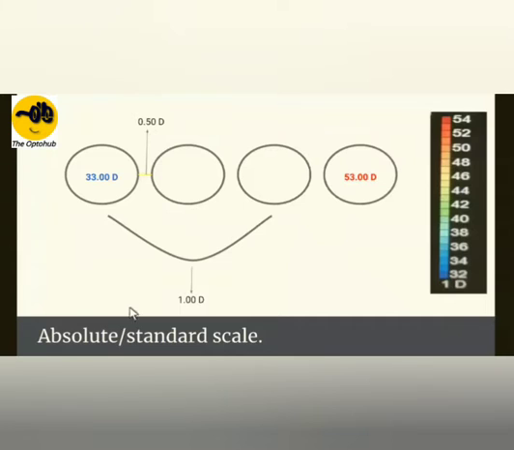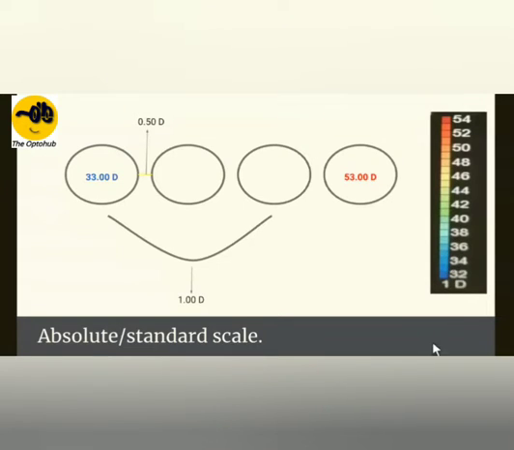So what is an absolute or a standard scale? It means that there are a specific number of colors over here on the right. There will be a specific number of colors mentioned, and each color will stand for some dioptric value, and it will have some sensitivity. Let's say the last square on the right side is standing for 32, and then above that will be 33, and then 34.